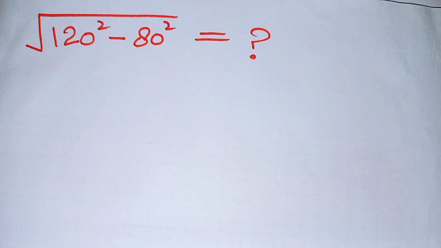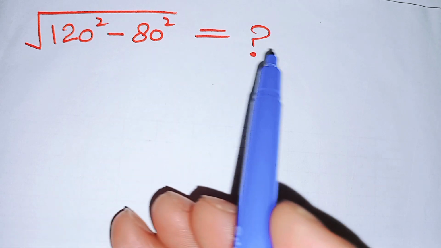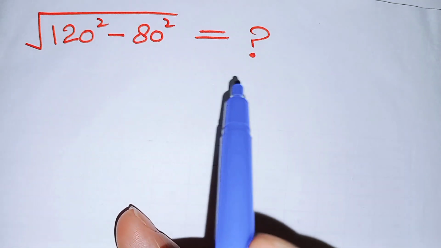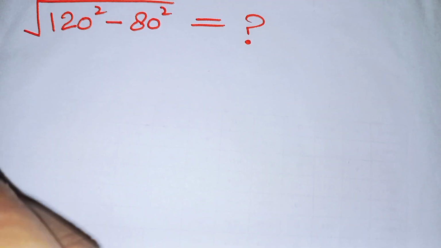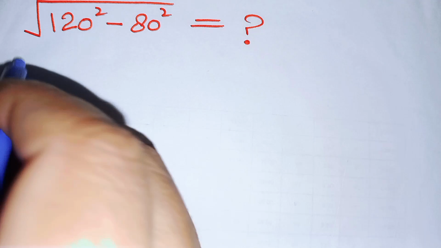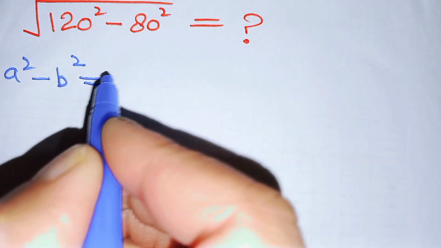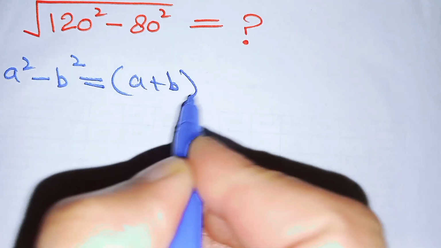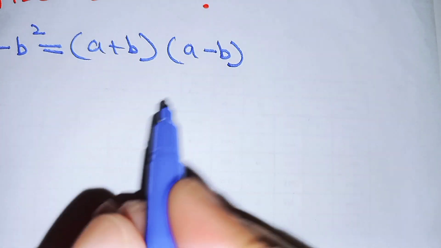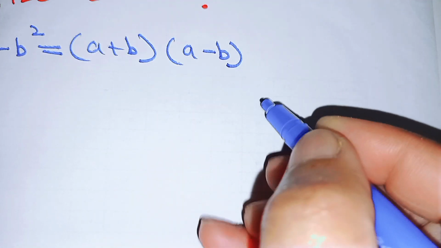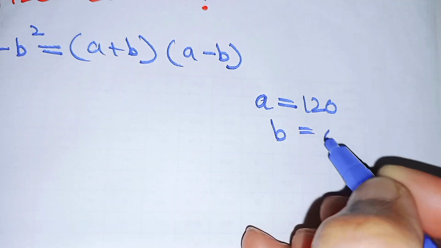The first problem is the square root of 120 squared minus 80 squared, equal to what? So here it is. First of all, we use a nice algebraic identity to solve this, which is a squared minus b squared equals (a plus b)(a minus b). We denote a equal to 120 and b equal to 80.